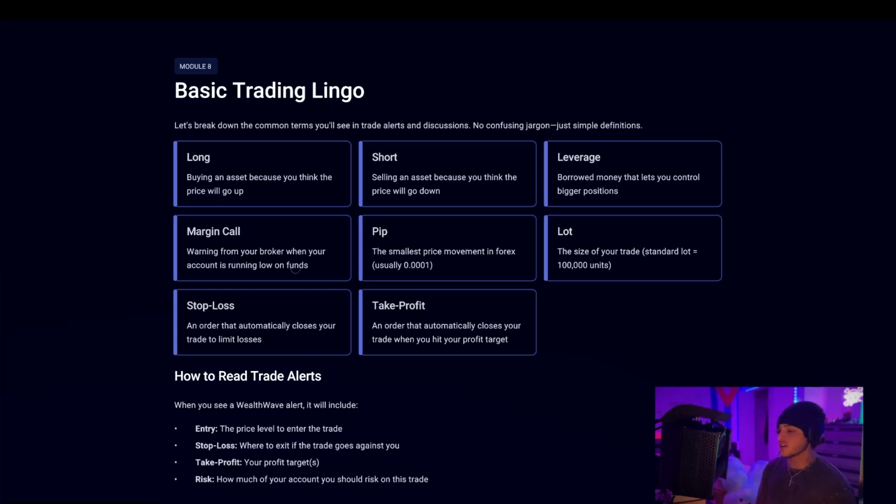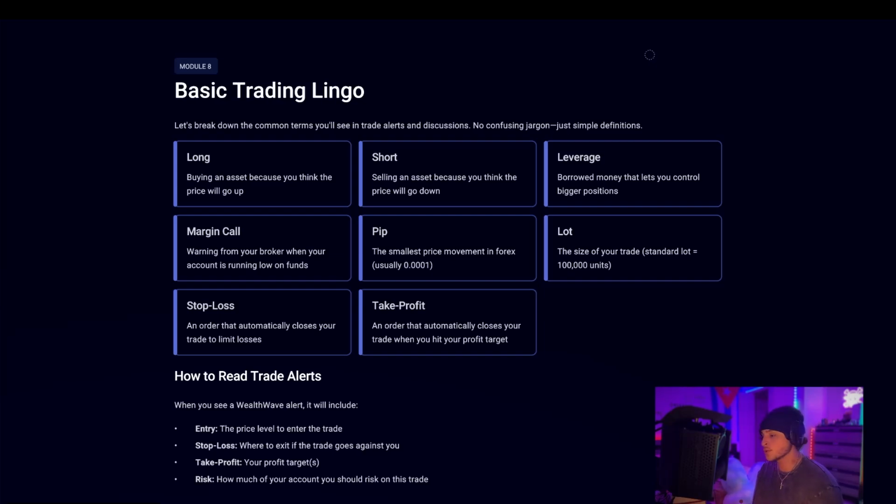A pip is the smallest price movement in Forex, usually 0.0001, because we're moving in price, right? Price is numerical, we're moving up, and a pip is really small. Lot is the size of your trade, we've already spoken about this. The standard lot equals 100,000 units.